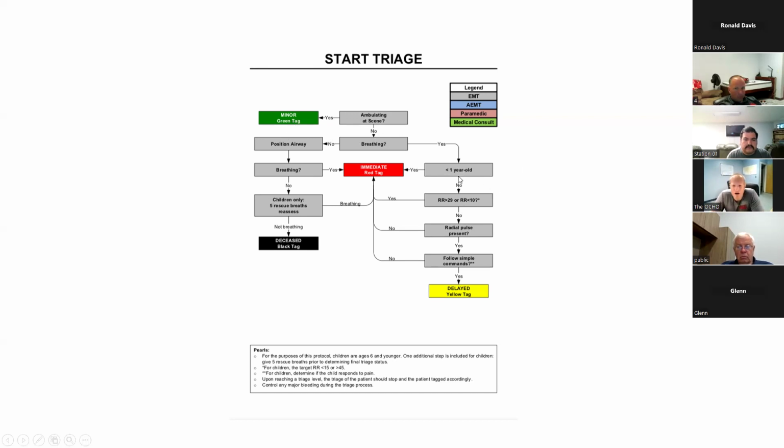Okay. Are they 1 year old? No, they're 30. Respiratory rate, is it over 29 or is it less than 10? And then I'm counting, let's say I'm counting Ed's respirations, so I'm counting for 30 seconds. Okay, he's breathing 9 times. I'll multiply that by 2, that's 18. Okay. Is a radial pulse present?